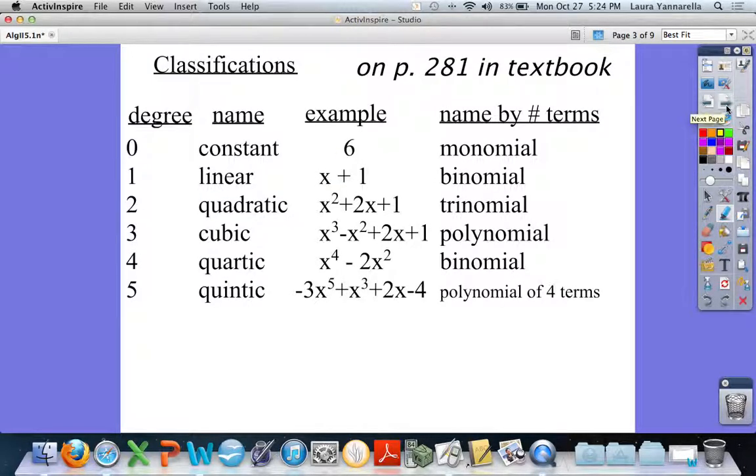Again, you can ask her to pause if you need her to. These classifications are on page 281 in your textbook, and I do want you to copy these into your notes, but for now I'm going to go through them very quickly. We can name a polynomial by its degree or by the number of terms. There are two ways to classify it.